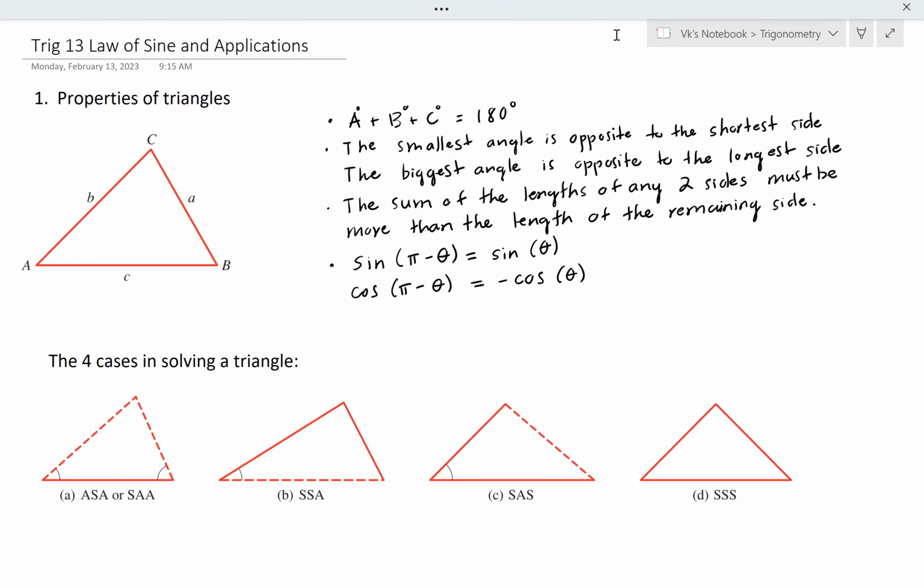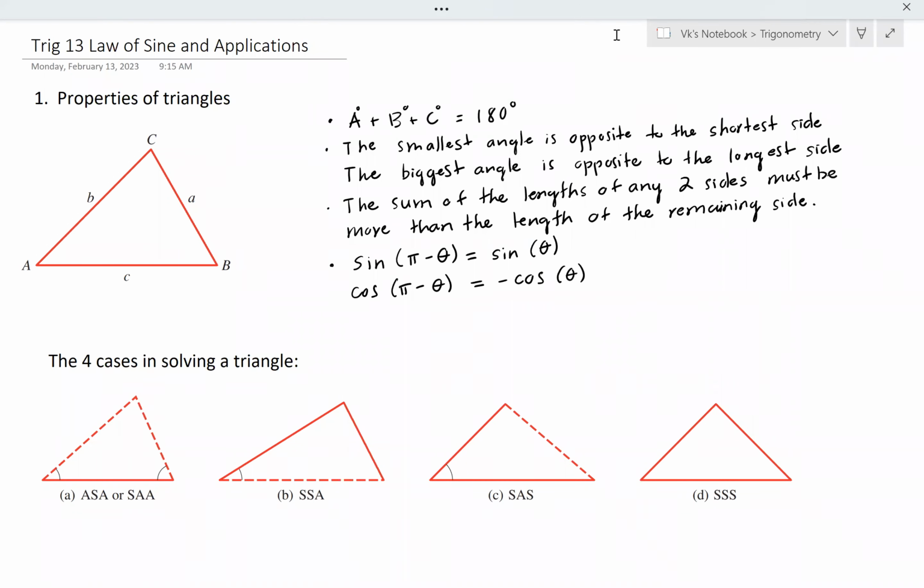Number one, let's begin with properties of triangles. We have a triangle ABC. The side A is opposite to the angle A, side B is opposite to the angle B, and side C is opposite to the angle C.